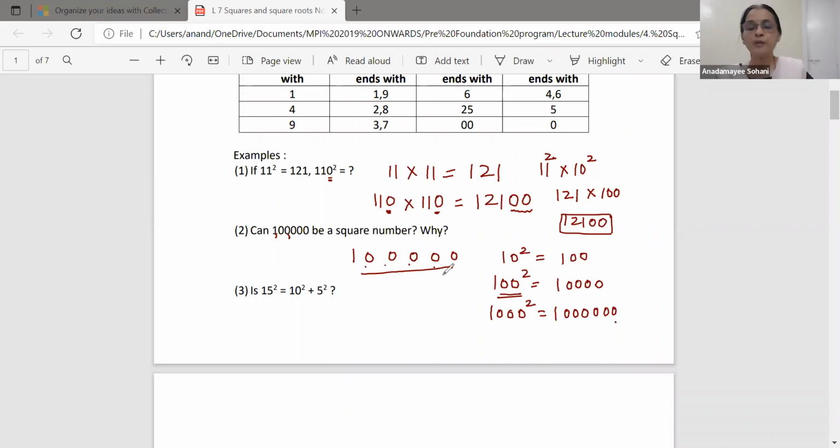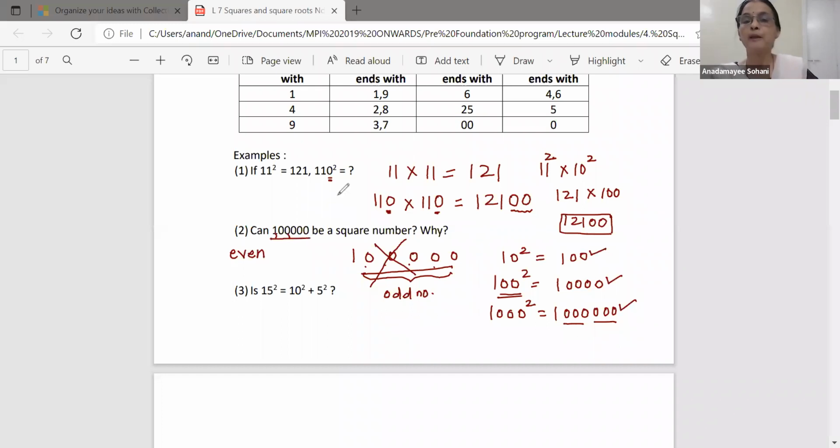So if a number has 5 zeros, for that matter any odd number of zeros in the end, it cannot be a square number. So a square number must essentially have an even number of zeros in the end. In between, there can be some more zeros depending upon what the number is. But in the end, the number of zeros should always be a multiple of 2: 2, 4, 6, 8, whatever. So this cannot be a square number.